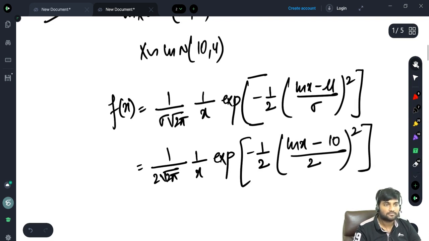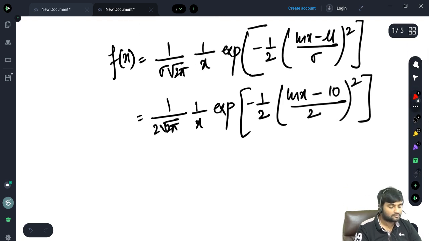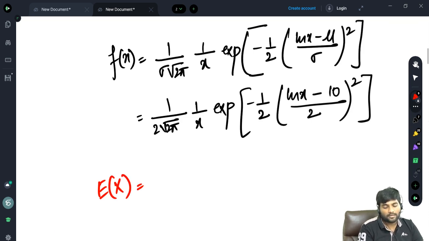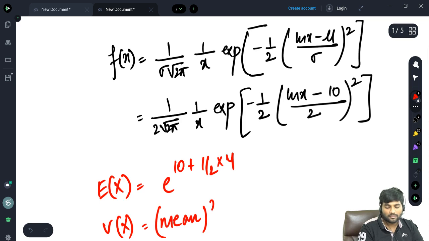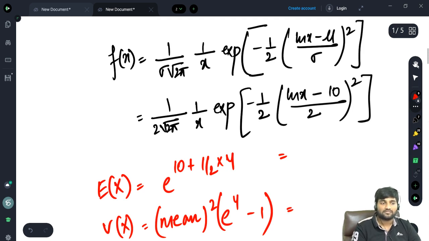Mean and variance of x. Is this clear? Divyansh Khaitan, Stuti, Aditi Agarwal, is this clear? Expectation of x is equal to e to the power mu plus half sigma square. Variance of x is mean square times e to the power 4 minus 1. Please solve for mean and variance fast. Solve it. Come on.